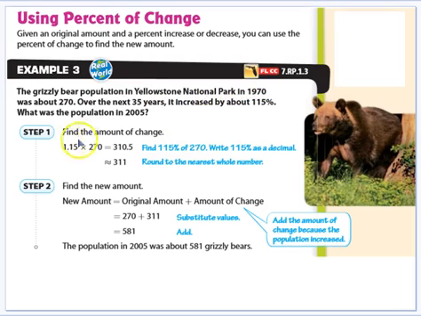Step 1, find the amount of change. So for percent of change, we're going to get OA, original amount, plus AOC. AOC is a little different when you're using percent of change. For AOC, it will be the percent times the OA, the original amount.